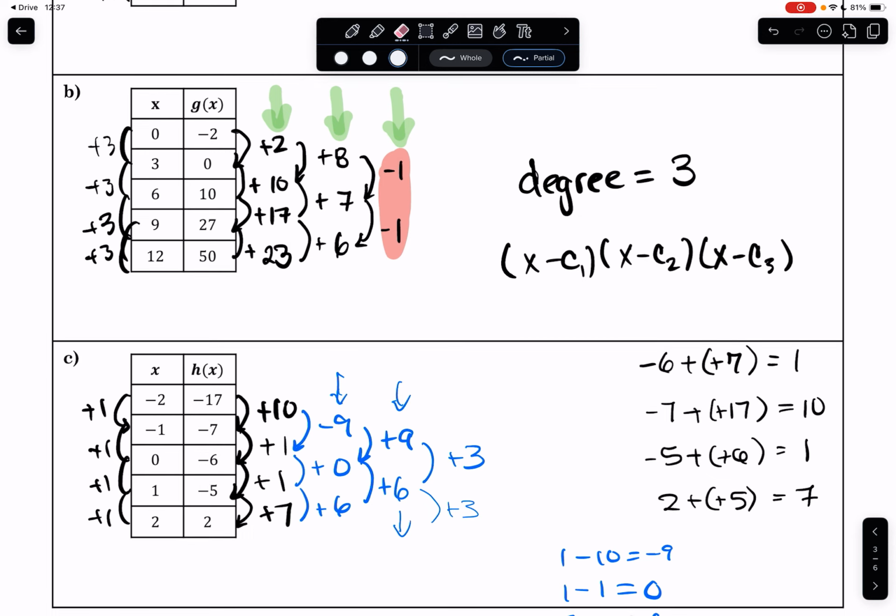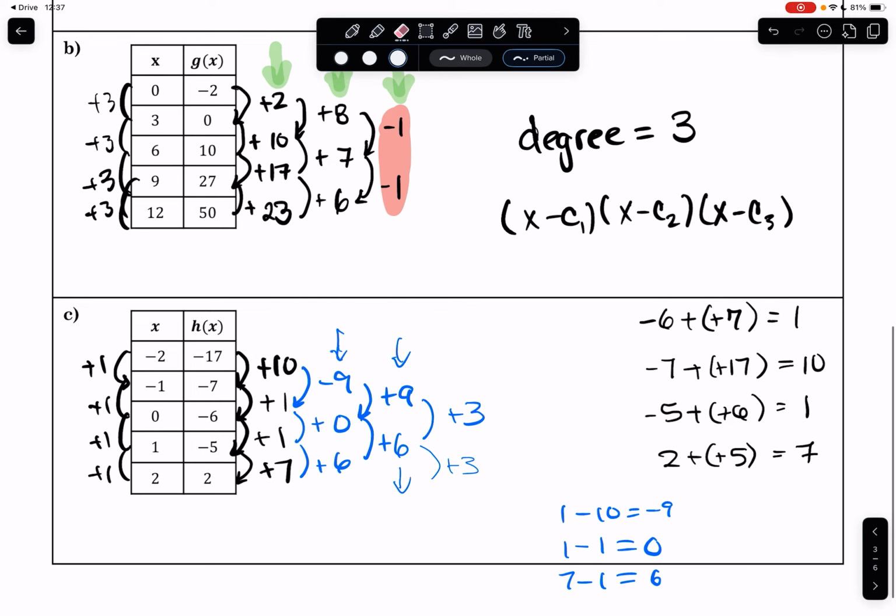And well, there you have it. So that concludes our notes on the second part of 1.5.